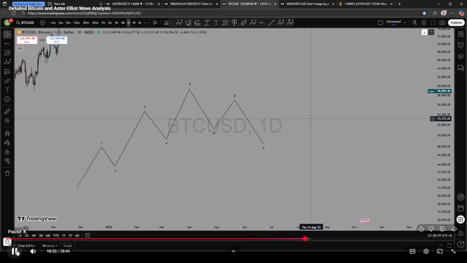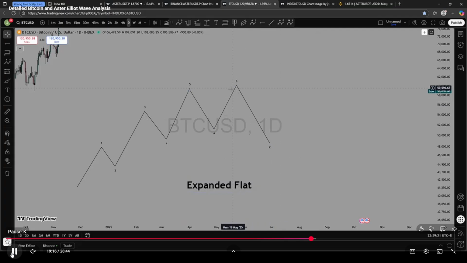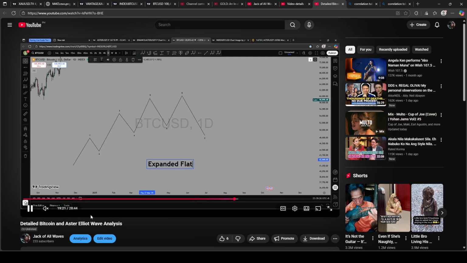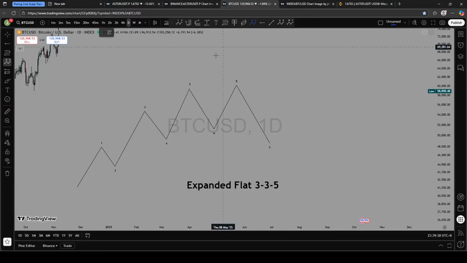Actually, the structure of gold and Bitcoin right now are both using the same structure, which is the expanded flat scenario, motive wave and corrective wave. As you can see here, let me check the date. I uploaded this 12 days ago, when many were still very bullish with Bitcoin.